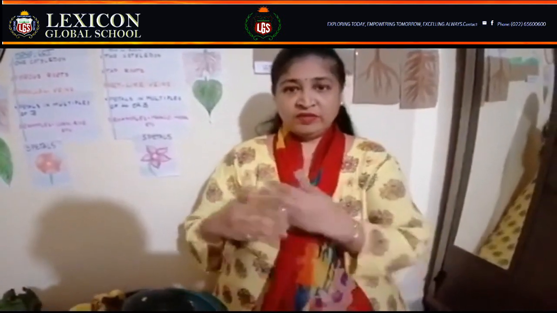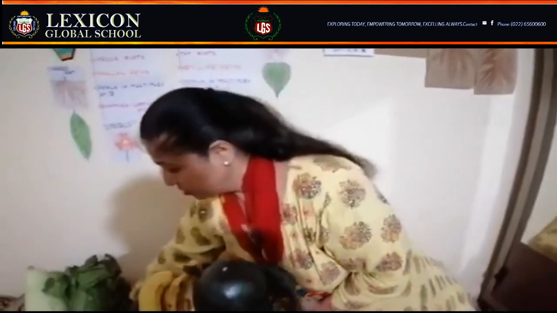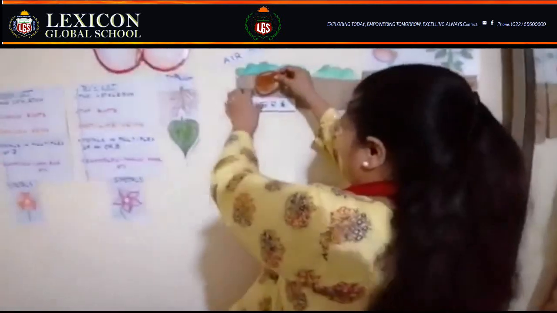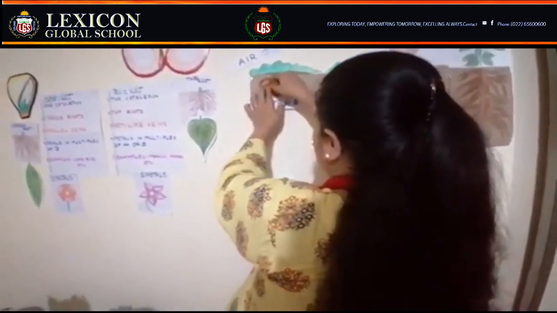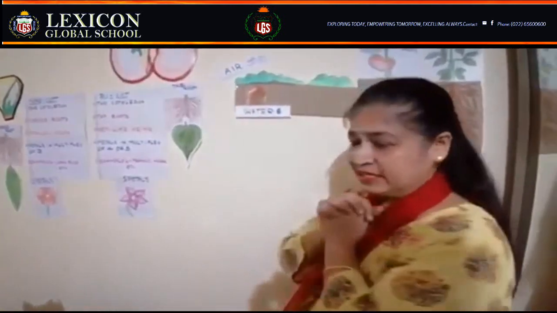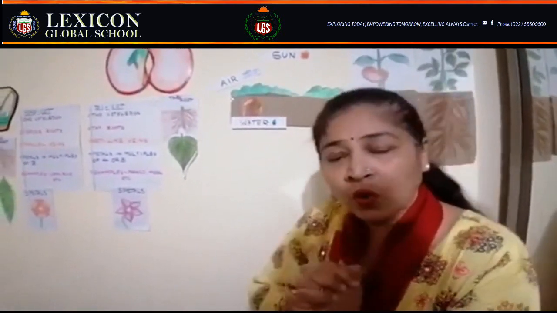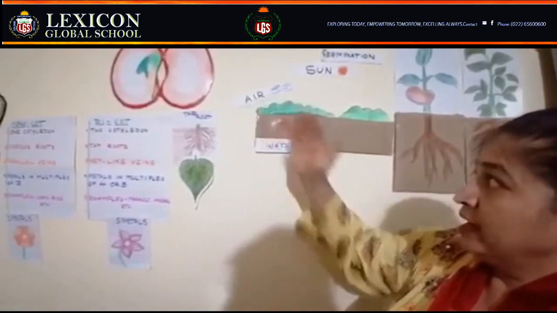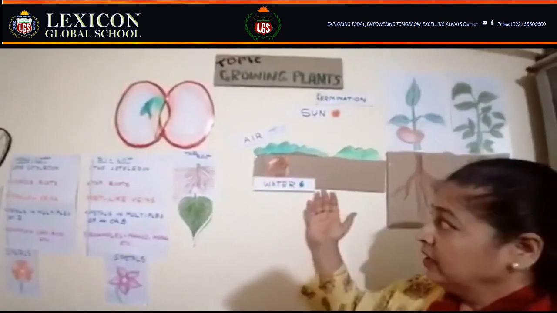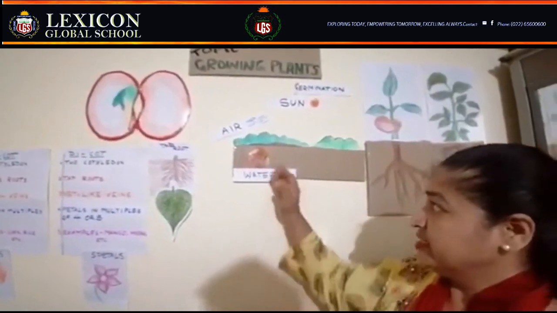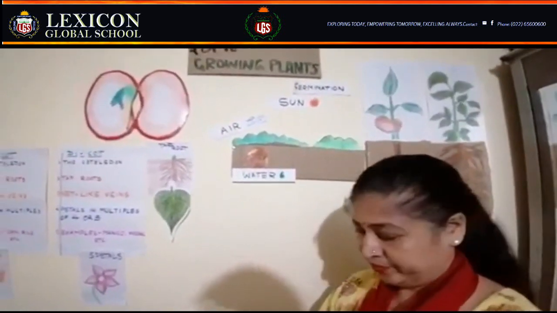Now, we'll go further. Now, if we sow a seed into a soil, see here, the soil, if I sow this seed into the soil, what are the things required for the seed to grow? It requires sun, air and water. This, if it gets in proper proportion, then the seed will start growing.